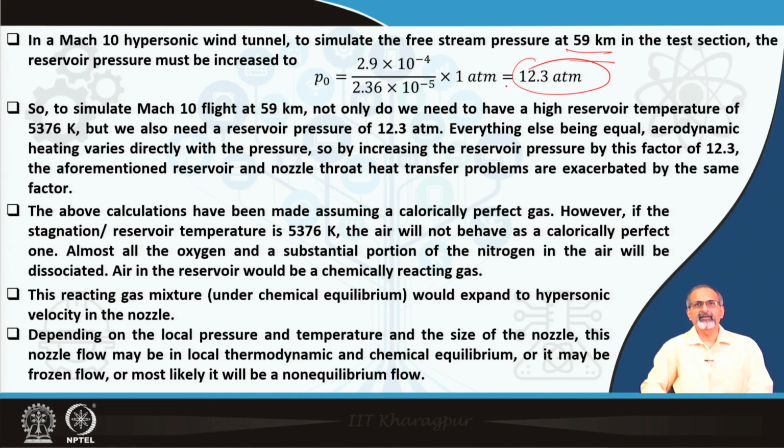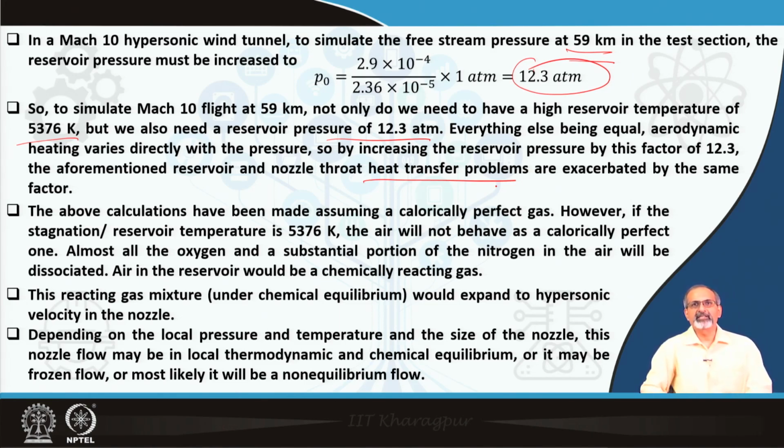So, to simulate Mach 10 flight at 59 kilometers, not only do we need to have a high reservoir temperature of more than 5000 Kelvin, but you also need a reservoir pressure of 12 atm or more. Everything else being equal, aerodynamic heating varies directly with the pressure. So, by increasing the reservoir pressure by this factor, the aforementioned reservoir and nozzle throat heat transfer problems are also exacerbated by the same factor, which means it becomes even more adverse, even more challenging.